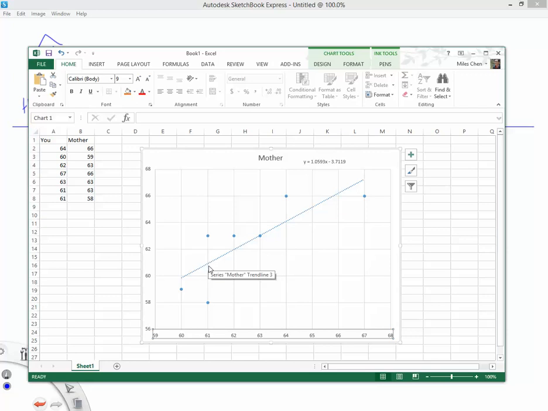Okay, and so we can also make predictions. If somebody says, I'm 66 inches tall, how tall do you predict the mother to be? We would predict right here, okay?